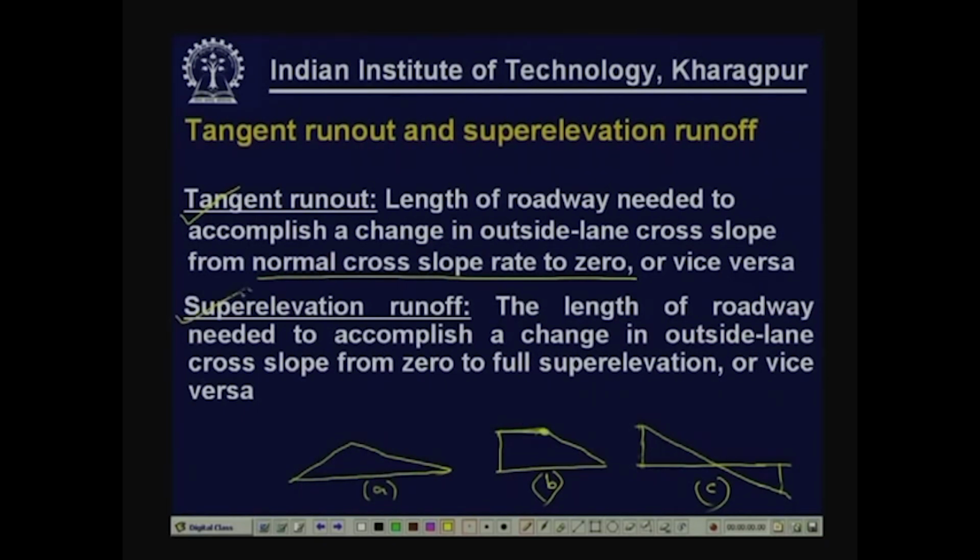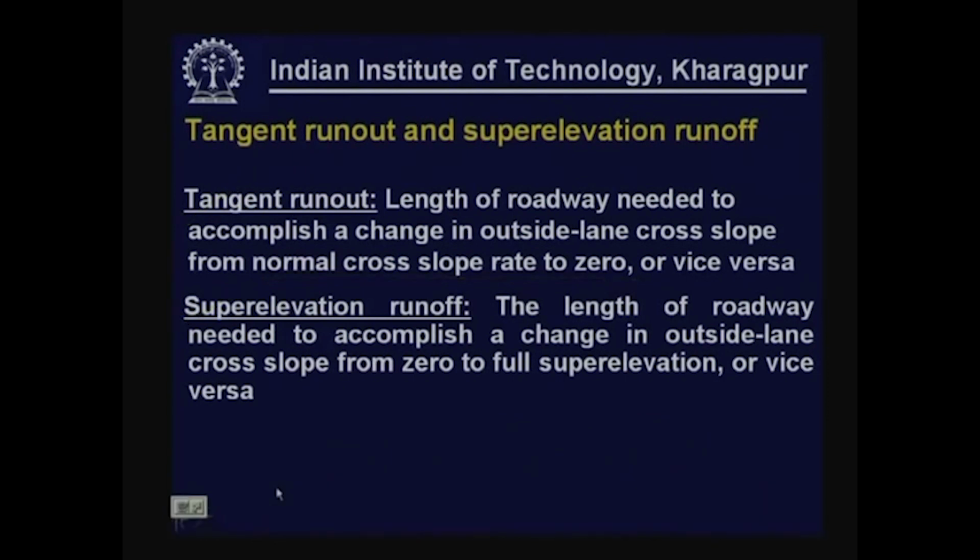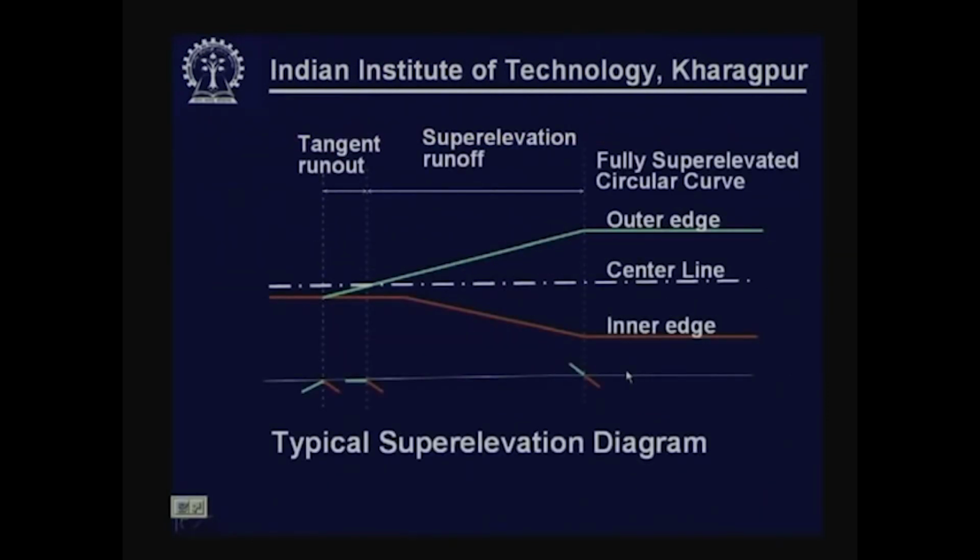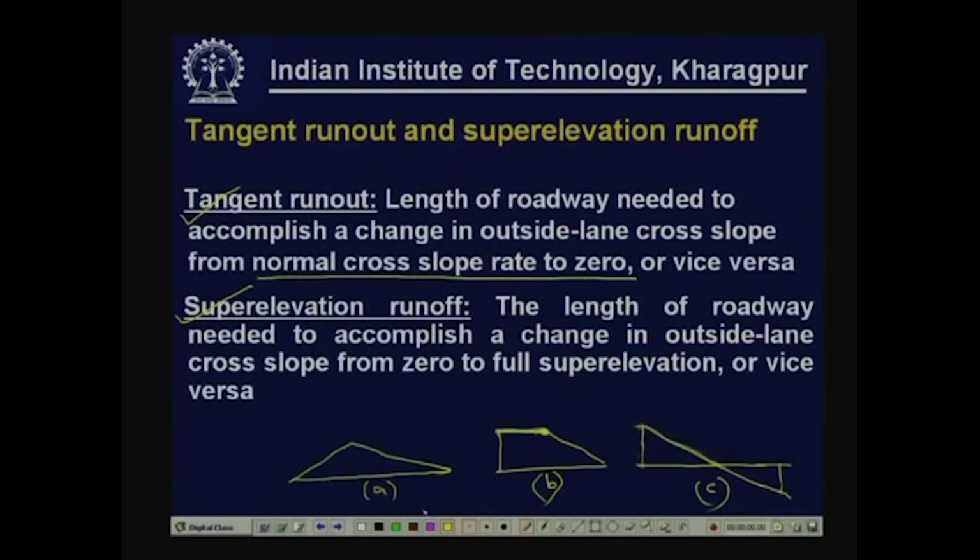And superelevation runoff is the length of roadway needed to accomplish a change in outside lane cross slope from 0 to full superelevation. This is 0 and this is the full superelevated cross slope, so from B to C. The length which is required to change the cross section from B to C is known as superelevation runoff. Now, let us also see this sketch, the typical diagram of whatever we have discussed now.